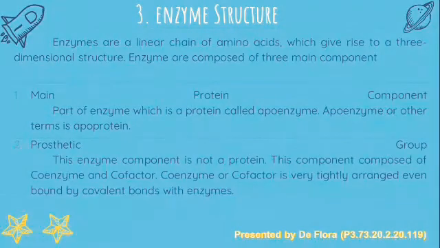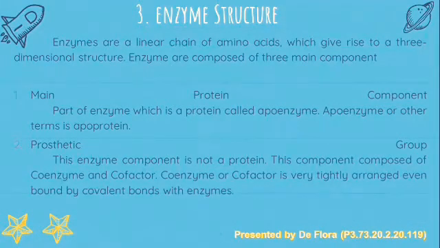Third is enzyme structure. Enzymes are a linear chain of amino acids, which give rise to a three-dimensional structure. Enzymes are composed of 3 main components. First, the main protein component. The part of the enzyme which is a protein is called apoenzyme. Apoenzyme, or in other terms apoprotein. The second is the prosthetic group. This enzyme component is not protein. This is coenzyme and cofactor.